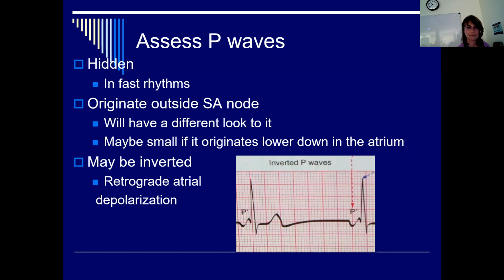Is this going to be from the lead 1 or lead 2? Lead 2. So if the P wave is inverted, that means it depolarized from the bottom of the atrium and then spread to the top of the atrium.